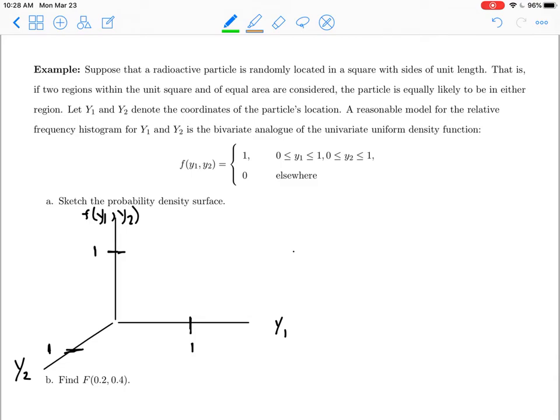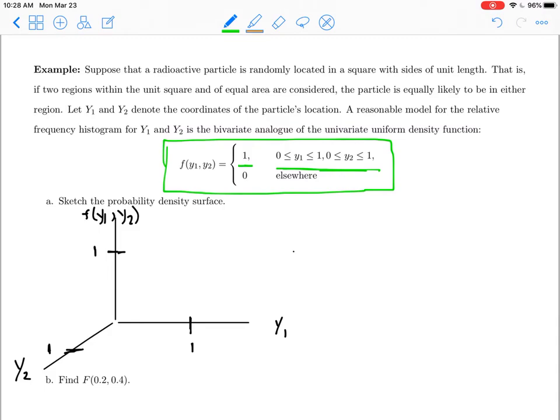A reasonable model for the relative frequency histogram of y1 and y2 is shown here. Right? So right here, this is our reasonable model that says the density is 1 as long as our values of y1 and y2 are both between 0 and 1. And if either one of them is outside of 0 and 1, then we're going to have a density of 0.